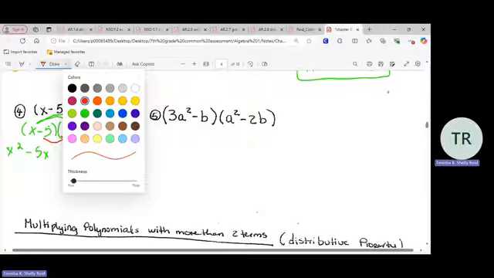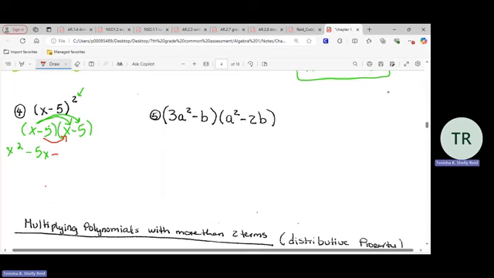Oh, no, it's right. -5x. And then -5 times -5, which is positive 25. Then you would simplify your terms. You get x squared minus 10x plus 25.